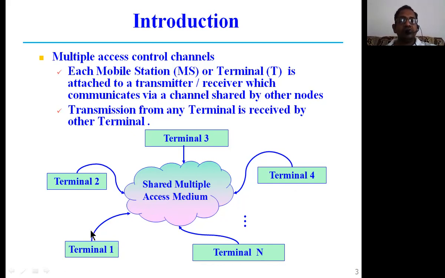So every terminal is going to have a transmitter and receiver. Say for example, terminal 1 is going to transmit its signal by its transmitter, and terminal 4 is going to receive the signal by its receiver section. So the transmission from any terminal is received by the other terminal, by its appropriate transmitter and receiver sections, which are there inside the terminals. This is the basic communication which we can have in the case of multiple access utilization.